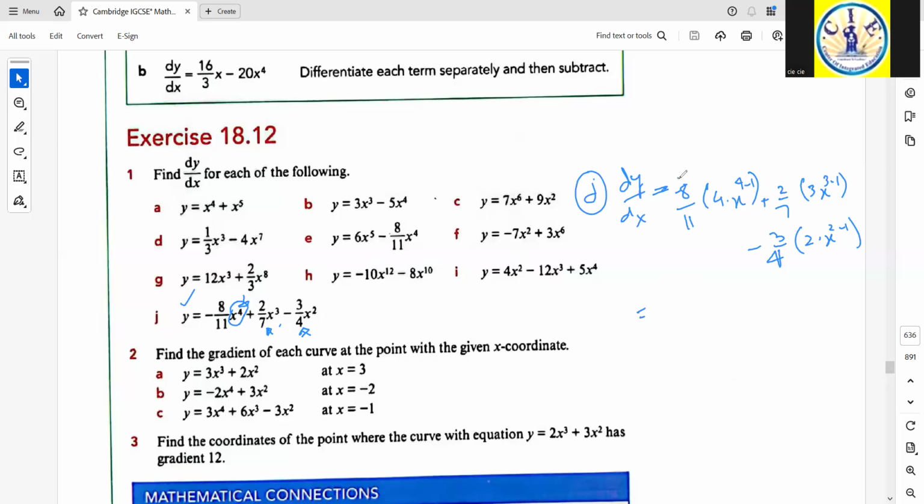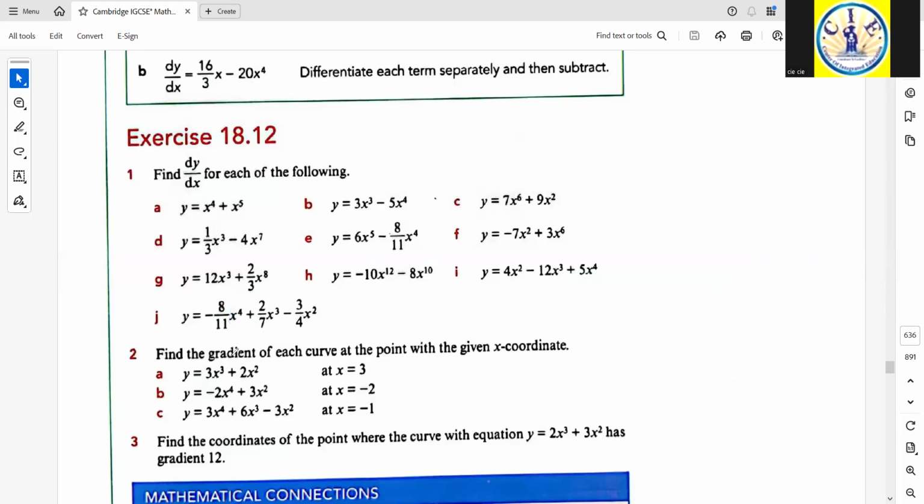Simplifying them, 8 times 4 is 32, divided by 11, x cubed, plus, now 2 times 3, 6 by 7, x raised to the power 2, and now I can simplify them. 2 ones are 2, 2 twos are 4. So it is negative 3 by 2 x raised to the power 2 minus 1, that is x. So that is the required derivative of the function.